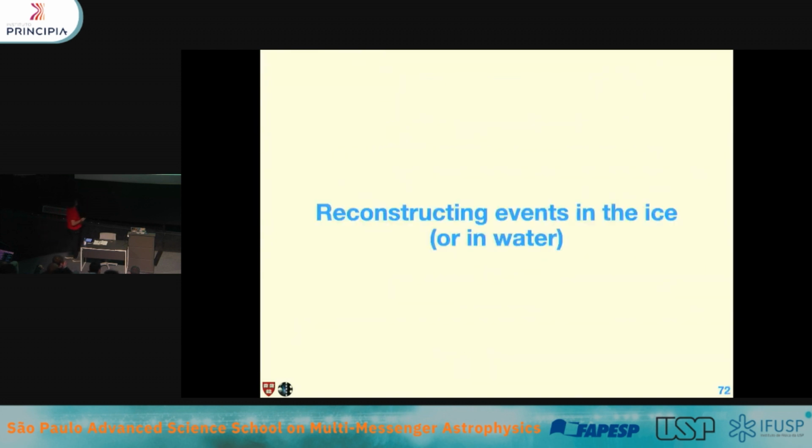Okay, cool. So now, this just tells you how many events hit our detector, and we select them. So the question is, how can we reconstruct these events? Let's talk about that. I will talk about it mainly in ice, but I will talk about water briefly.